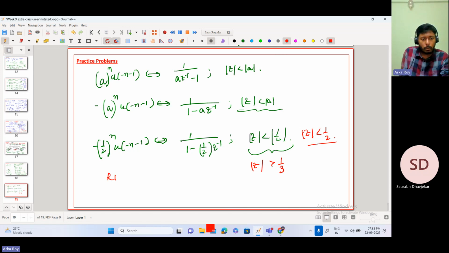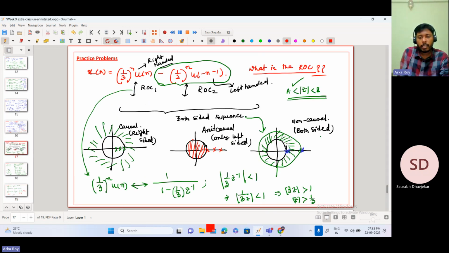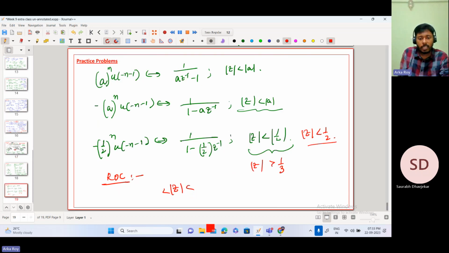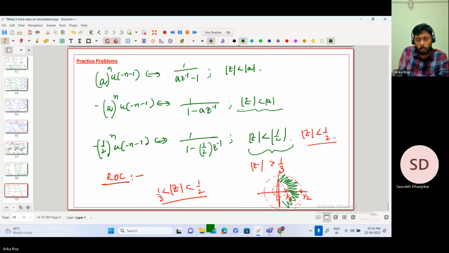Therefore, as I have already shown, because this is a both-sided sequence, you should get an annular region. This annular region will start from 1 upon 3 and end at half. If I draw it, 1 upon 3 means 0.33, and half means 0.5. So the ROC will be of this sort. The ROC will be an annular region.